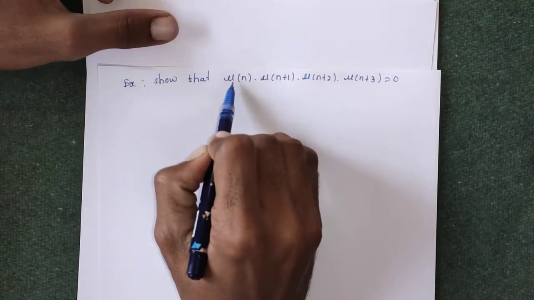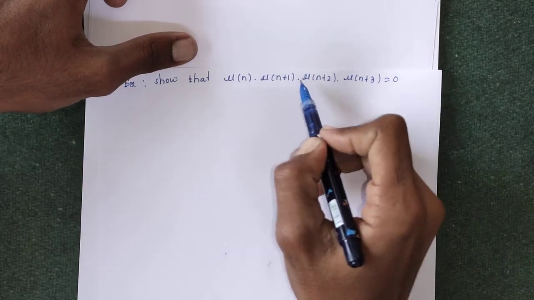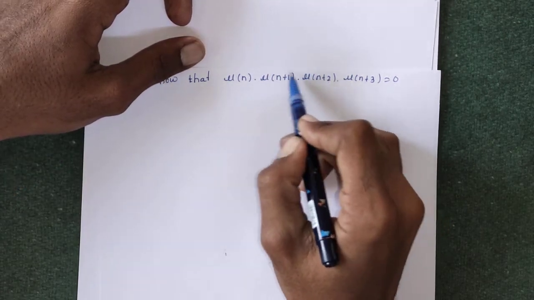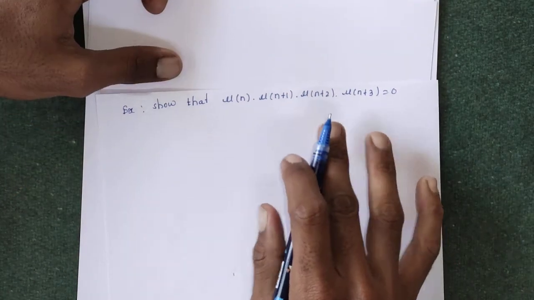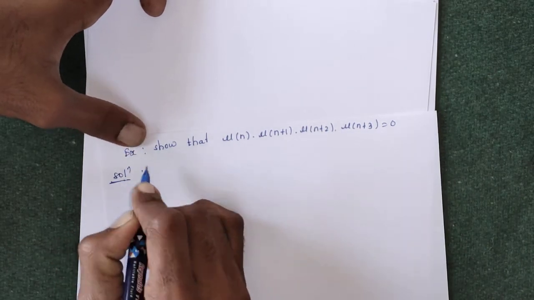To solve this example, we have 2 cases. Nothing is given here, so either n is even or odd. First case is n is even and the second case is n is odd. If n is even, then we have mu of 2k into mu of 2k plus 1 into mu of 2k plus 2, and in this multiplication we will get some number.